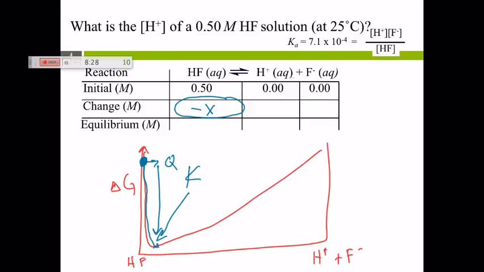So for every HF that breaks apart, how many H pluses and F minuses are we going to make? So we have plus X, plus X. The change in concentration is every HF that breaks apart and goes away, we generate one H plus and one F minus. This is really important to look back at our stoichiometric ratio for our equation. Questions so far?